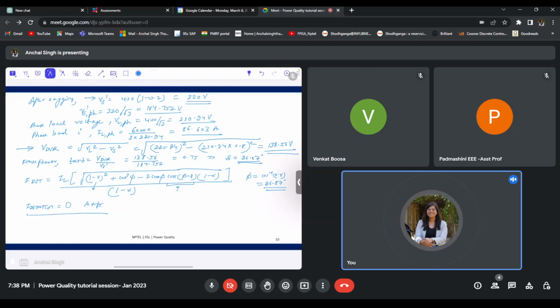So as in the question, we had to calculate the RMS value of the D-STATCOM current. Here it comes out to be 0 amperes. That means there is no current flowing through the D-STATCOM during the voltage sag condition. But there will be other conditions, so that does not mean that we don't need the D-STATCOM anymore.